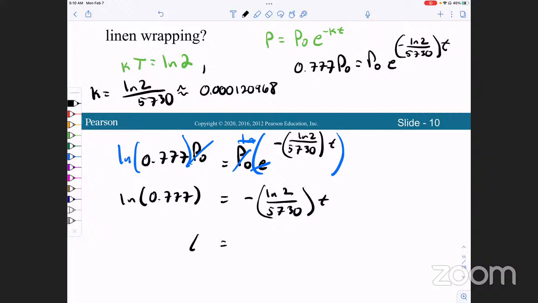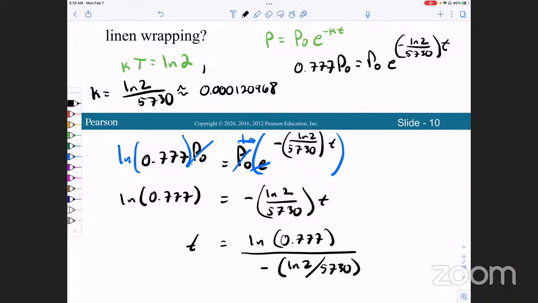So then ultimately we'll get t equals the natural log of 0.777 over negative natural log of 2 over 5730. That, right? So this is the exact result, and then we just use a calculator to crunch that number.